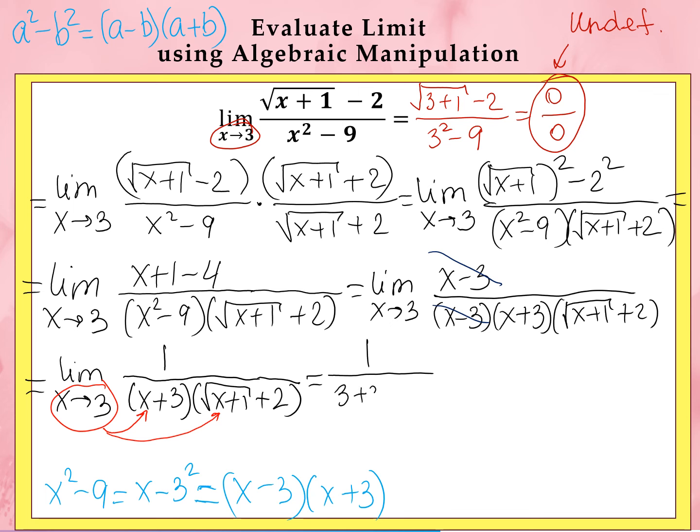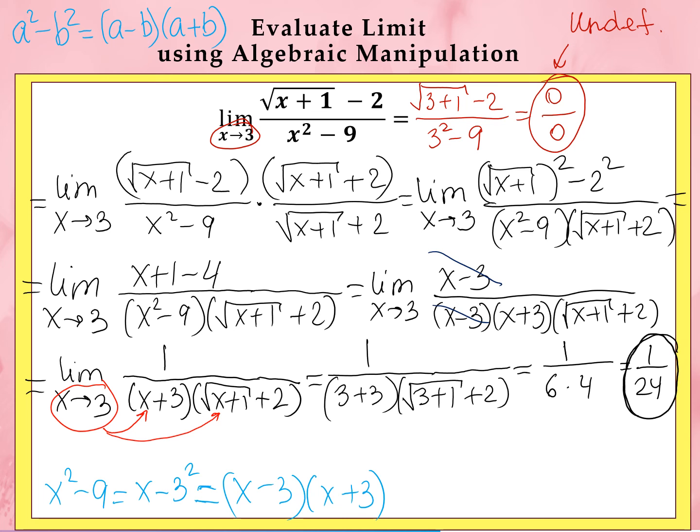3 plus 3, times square root of 3 plus 1 plus 2. Now we have 1 over (3 plus 3 is 6) times (square root of 4 is 2, 2 plus 2 is 4). So we have the answer 1 over 24. The value of our limit equals 1 over 24.